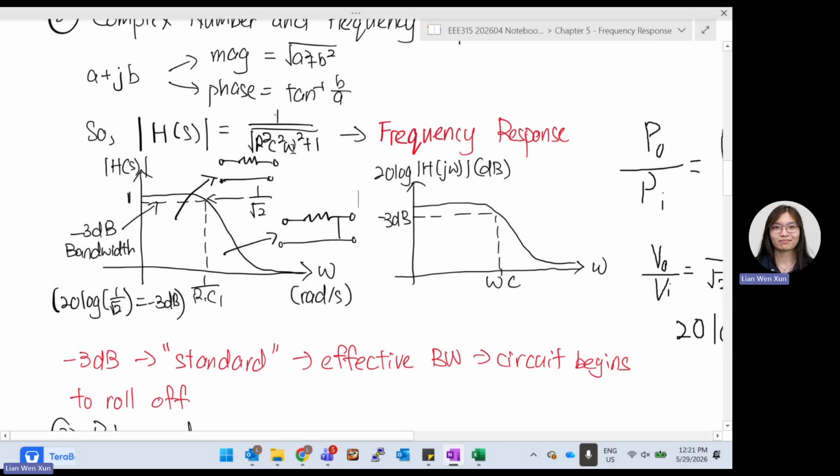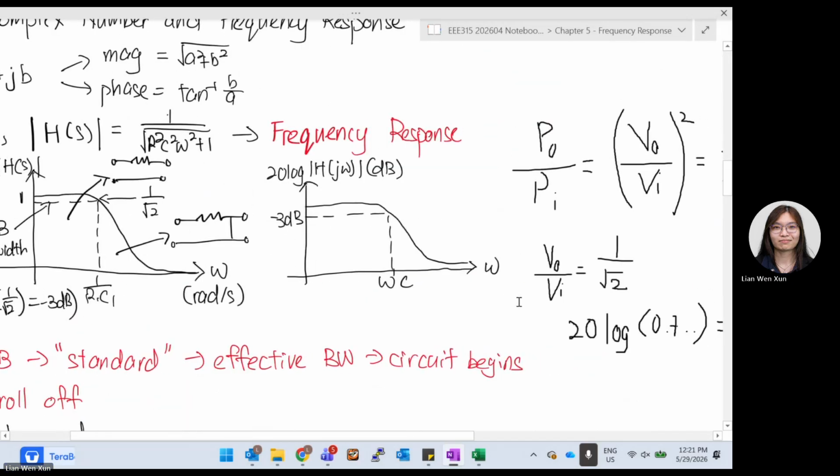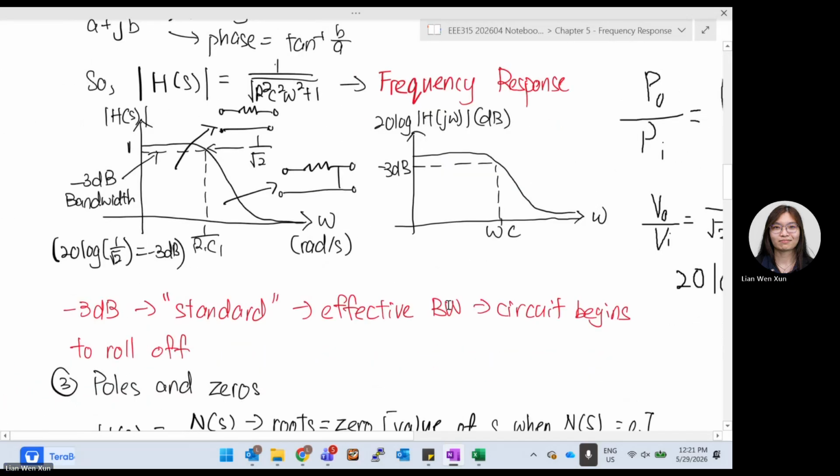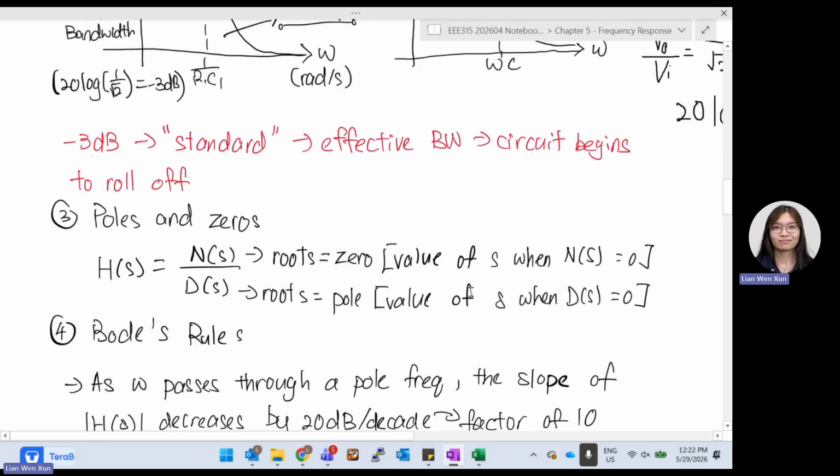So 1 over square root 2 is the point. We think that at this point it still works. That's why we call it negative 3 dB bandwidth. At this point, your frequency response is actually 1 over square root 2, and if you convert everything into dB, it becomes negative 3 dB. Here is how it is actually working. The negative 3 dB is a standard. We call it the effective bandwidth, where the circuit starts to roll off after this 3 dB.